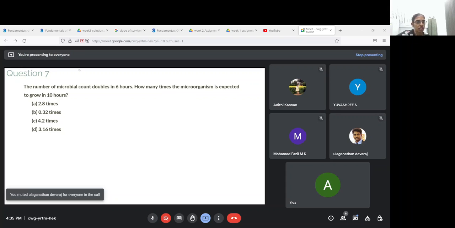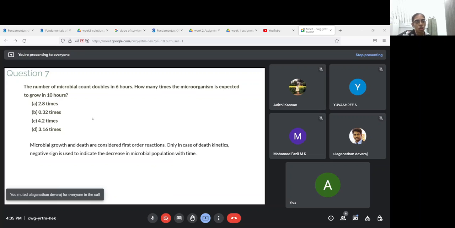We're talking about microbial cells doubling, so your N will be equal to twice the amount of your initial condition. It will be 2 into N naught, not 6 into N naught. Generally we assume that microbial growth and death kinetics are first order reactions. But in the case of death kinetics, you're talking about a decrease in concentration, so you'll have a negative sign there. When you're talking about growth, you'll have a positive sign: ln(N by N naught) equals kt. Had this been death kinetics, you'd have minus kt here. So you'll substitute N as 2N naught.